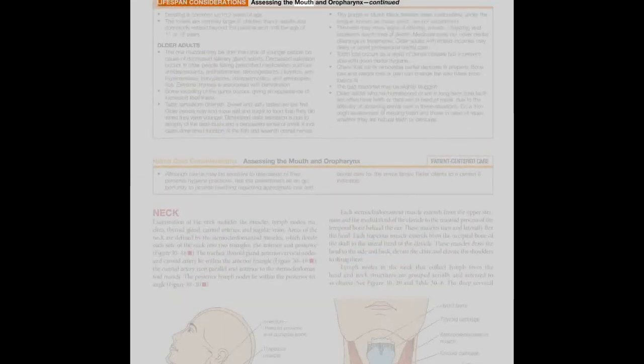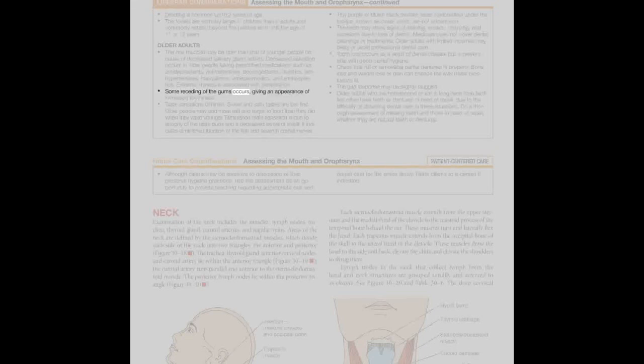Lifespan considerations, assessing the mouth and oropharynx, continued. Drooling is common up to 2 years of age. The tonsils are normally larger in children than in adults and commonly extend beyond the palatine arch until the age of 11 or 12 years. In older adults, the oral mucosa may be drier than that of younger people because of decreased salivary gland activity. Decreased salivation occurs in older people taking prescribed medications such as antidepressants, antihistamines, decongestants, diuretics, antihypertensives, tranquilizers, antispasmodics, and antineoplastics. Extreme dryness is associated with dehydration.